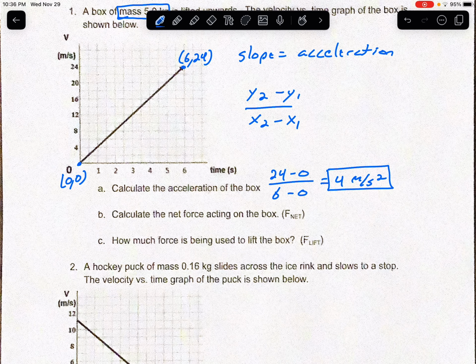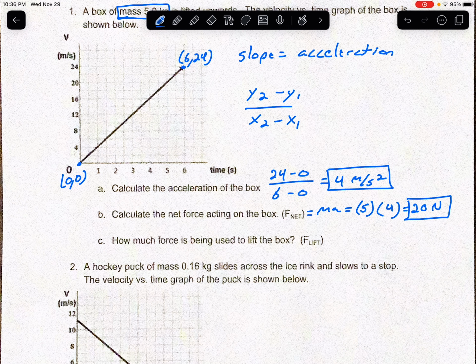Now, calculate the net force. Remember, F net equals m times a. So this should be pretty easy. Our mass was 5 kilograms. We found that out in the beginning of the problem. Our acceleration is 4. So all I got to do is multiply those. That means my net force is going to be 20 newtons.